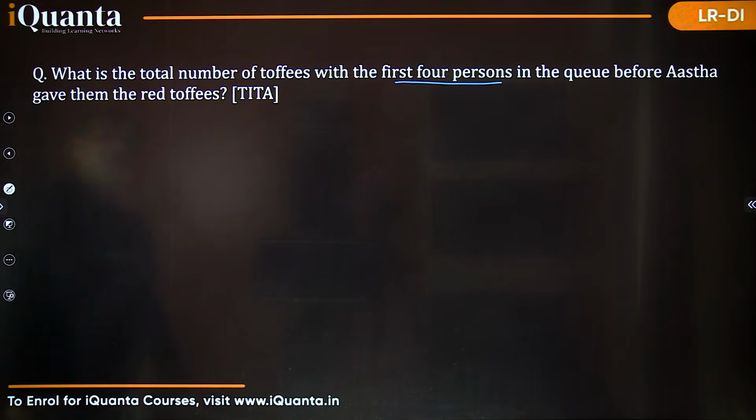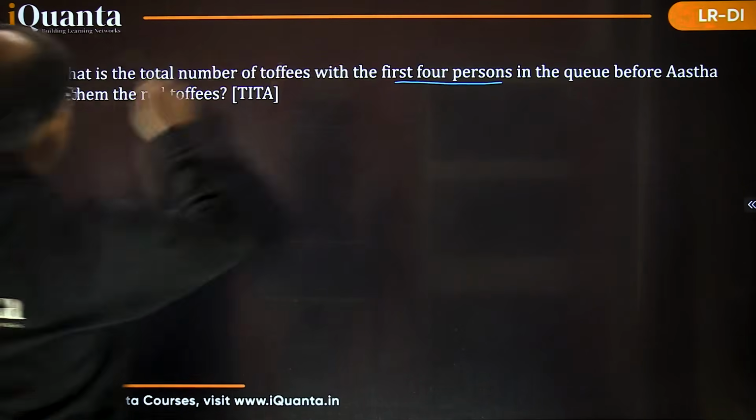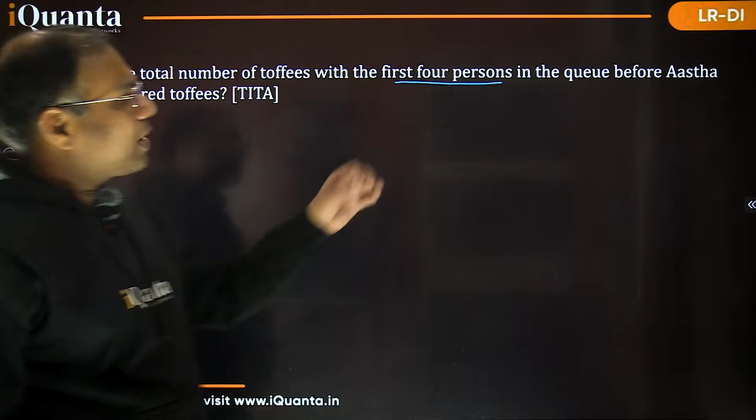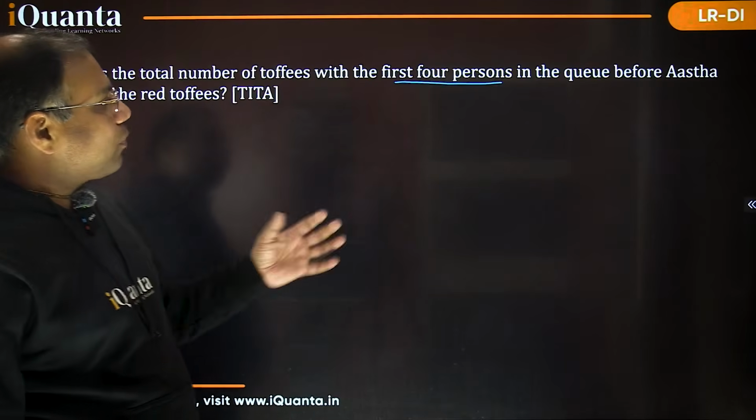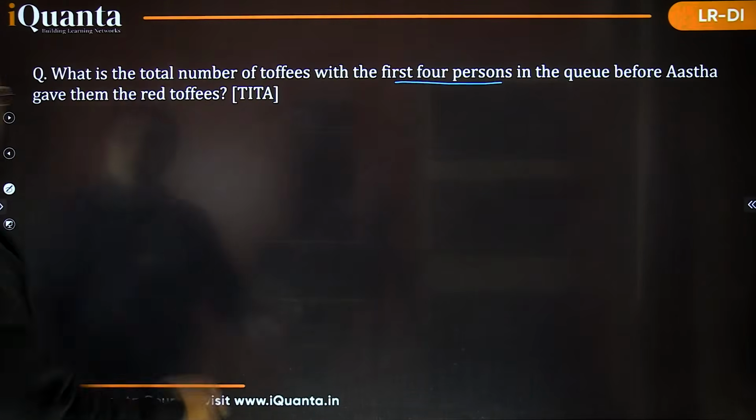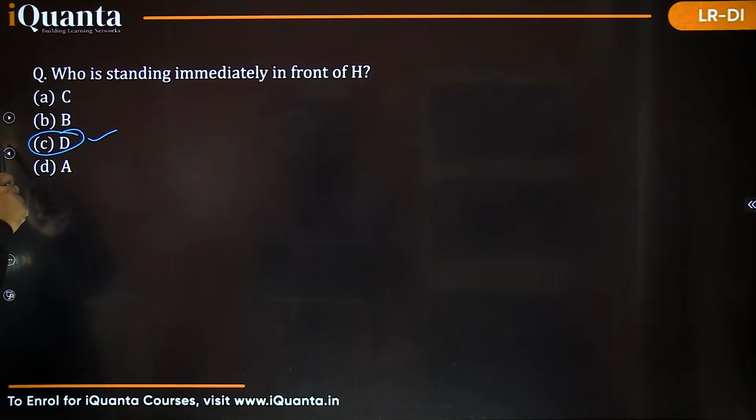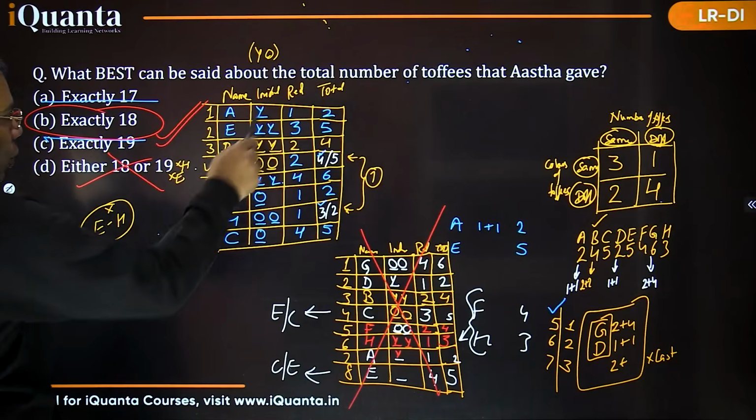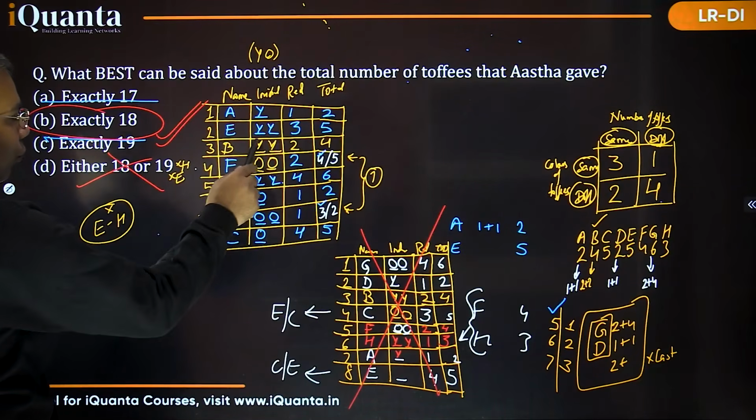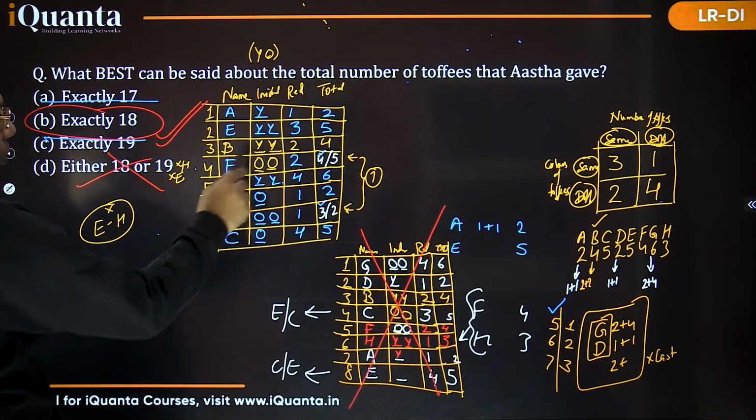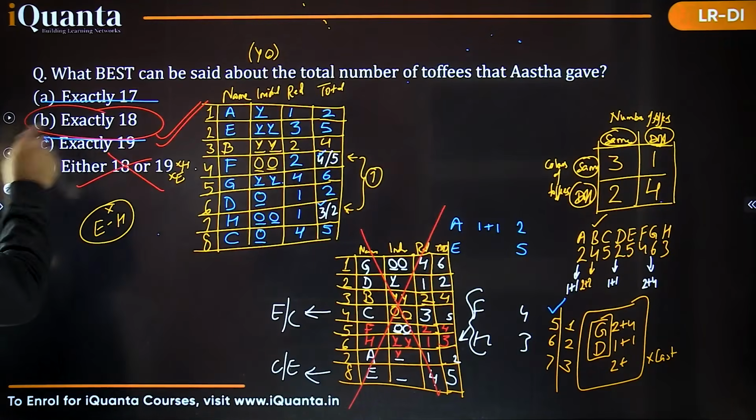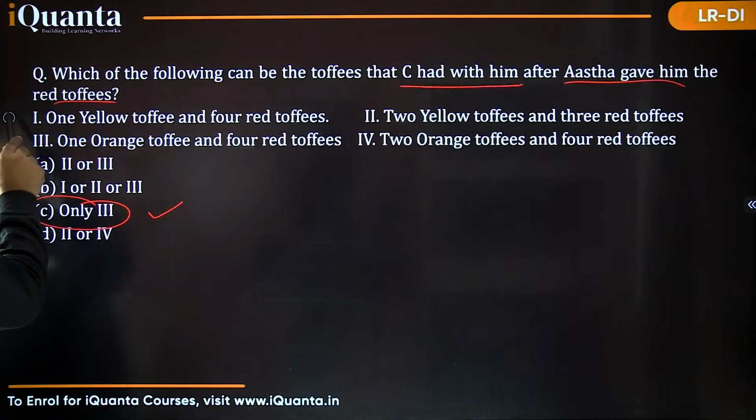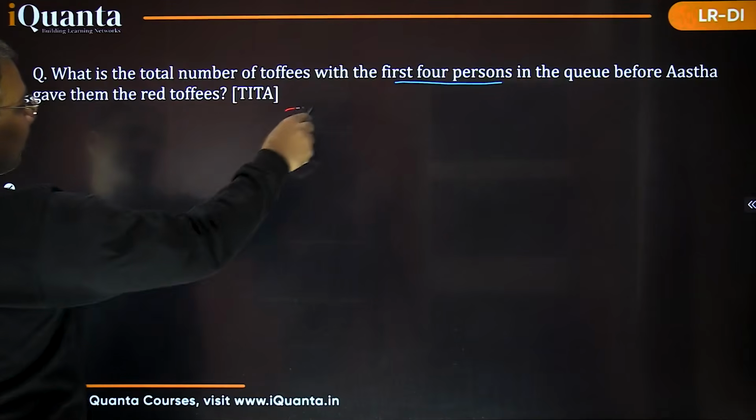Moving to the next question. What is the total number of toffees with the first 4 persons in the queue before Astha gave them red toffees? So excluding red toffees, whatever is the initial total number of toffees with the first 4 persons in the queue, let's count that. So we are answering this fifth question now. With the first 4 persons, the total number of initial toffees: 2 and 2, 4, and 2, 6, and 1, 7, right? So for the fifth question, the answer is 7.